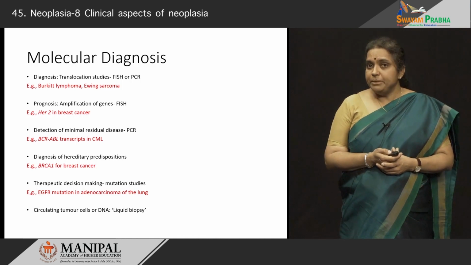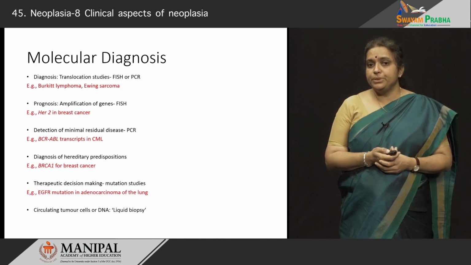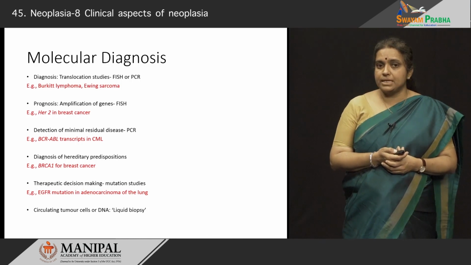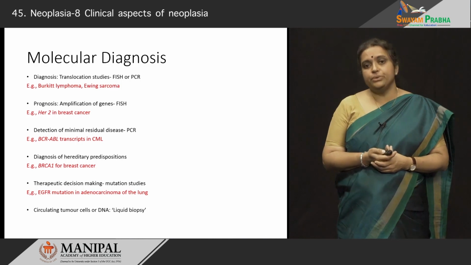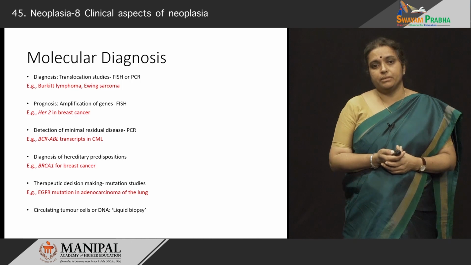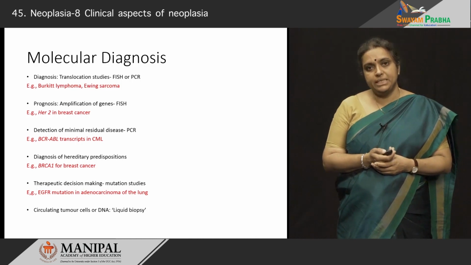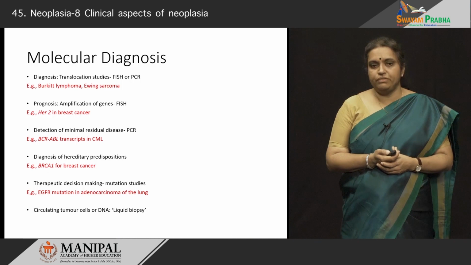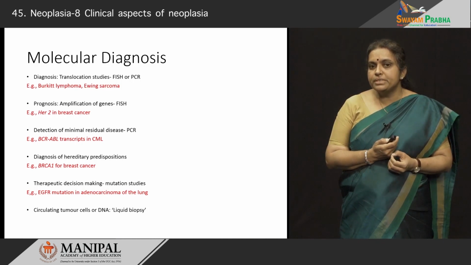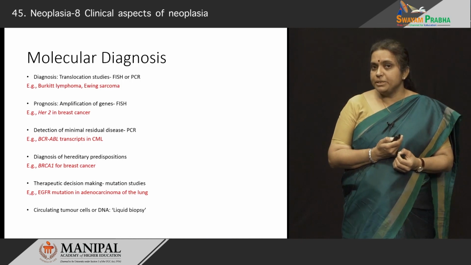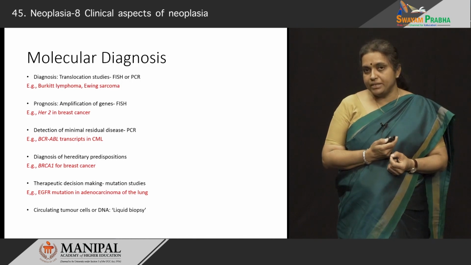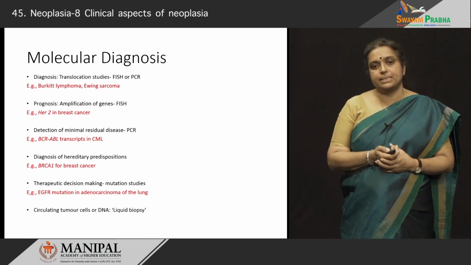Sometimes to assess minimal residual disease, we can use molecular techniques such as PCR or polymerase chain reaction. Especially we know that in chronic myeloid leukemia, you have a translocation of the BCR-ABL gene, the Philadelphia chromosome. So, if you can identify this even in a few cells, you know that there is minimal residual disease. So, you can exploit this knowledge to identify minimal residual disease.